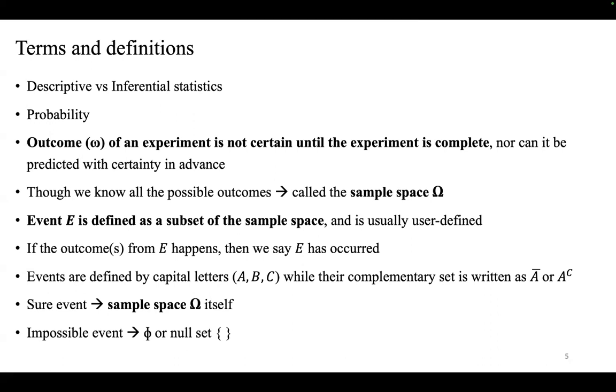So that list of all the possible outcomes of a particular experiment is called the sample space, and that is denoted with this Omega symbol.